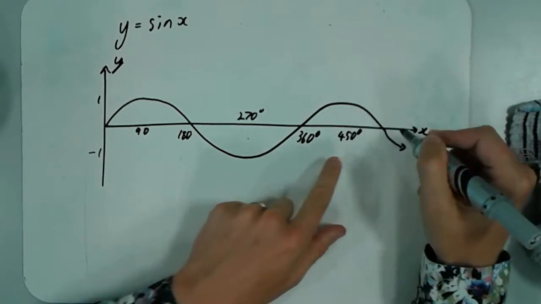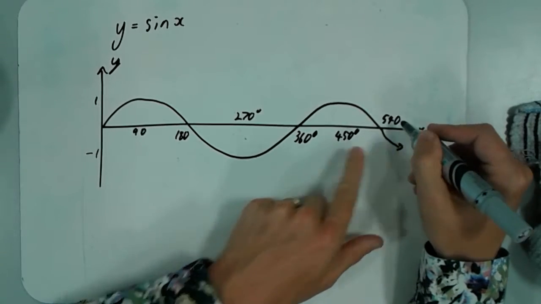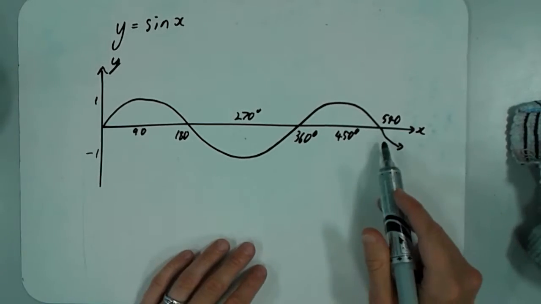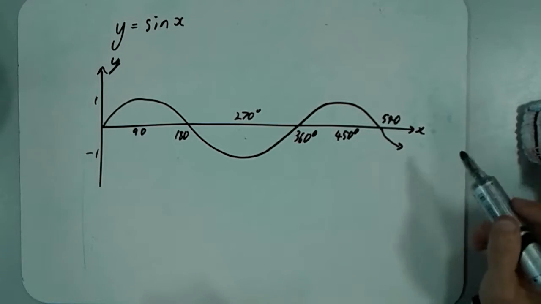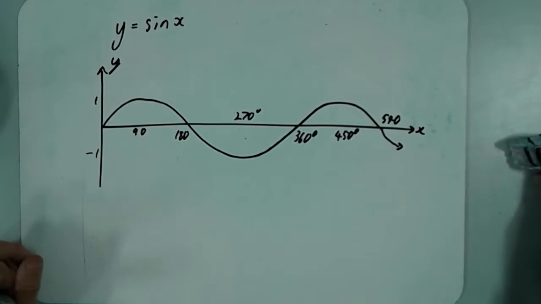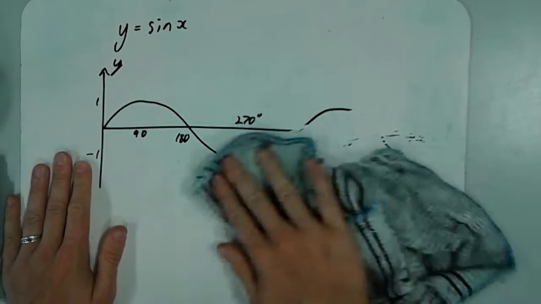450, 90 on, 540, 180 degrees on from 360, then it would come back at 720, and so on. Cos graph looks very, very similar.